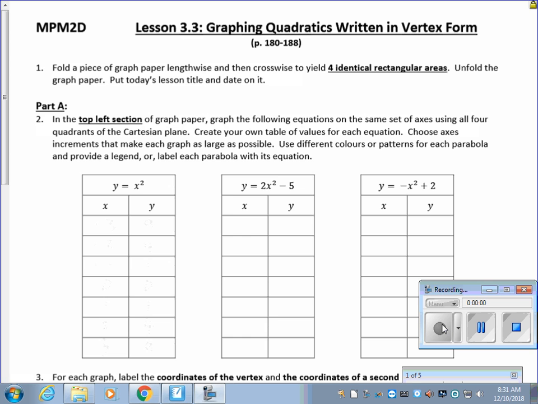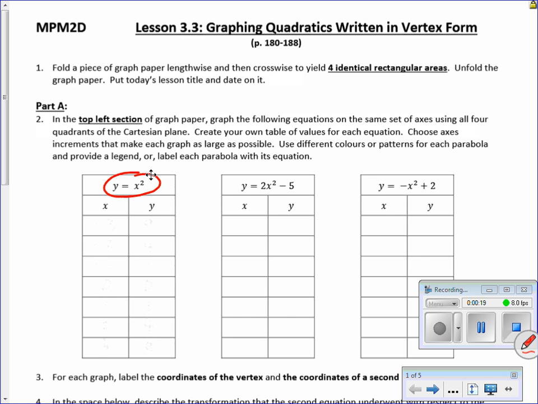So in order to start graphing using vertex form, we're going to take our graph paper, fold it in half, then fold it in half again, and we should get 4 identical rectangular areas. And we're going to graph this equation, y equals x squared. In doing so, we're going to go from -3 to 3, and we should get the following set of numbers for x and y.